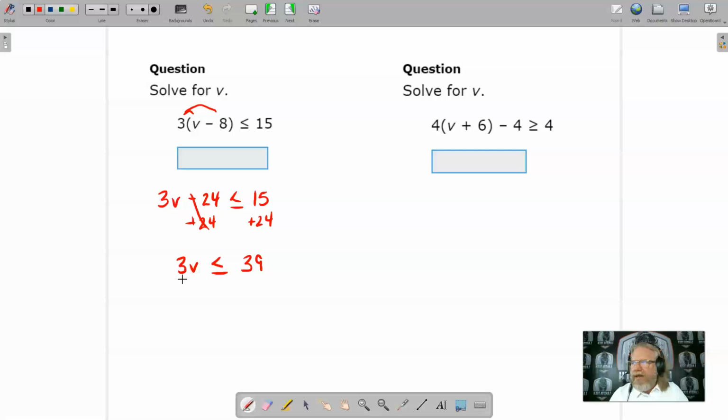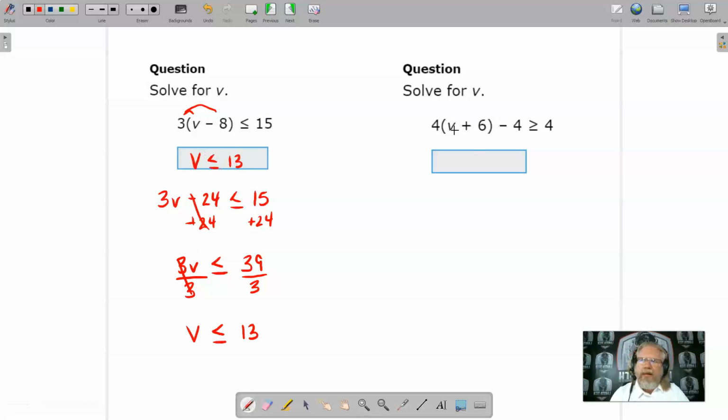So the 3 is tied to the v through multiplication. The opposite operation is division. Every fraction is a division problem. And we're going to divide by the very number we wish to get rid of. So we're going to divide both sides by 3. The 3's cancel each other, leaving us with v. We still have our less than or equal to sign. And 39 divided by 3 is 13. So we end up with v is less than or equal to 13.